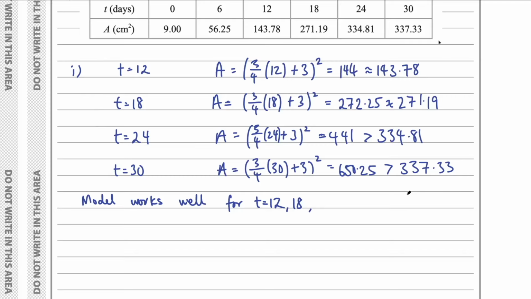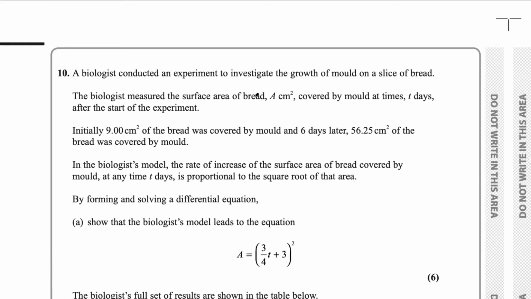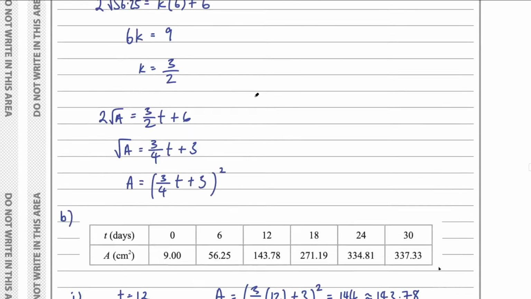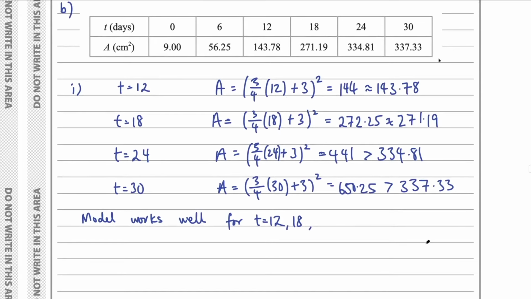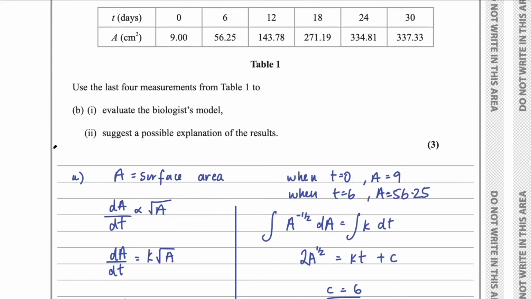And the question, remember, was talking about bread, I think it was. So the surface area of bread, perhaps the total surface area of bread is around 340 centimeters squared. So let's say that the model is giving an overestimate for A. So the model appears to give an overestimate for A when t equals 24 and 30. And next, that was part 1.